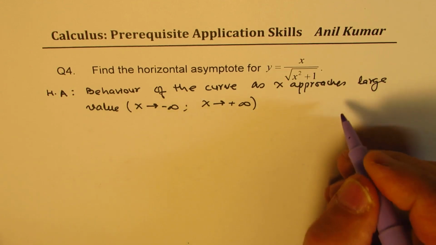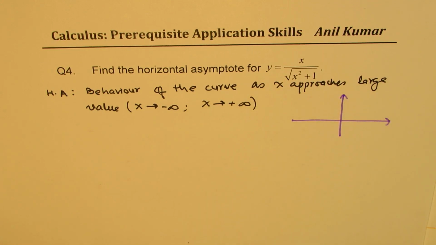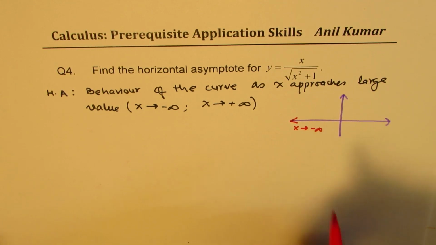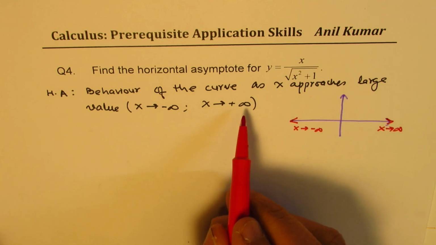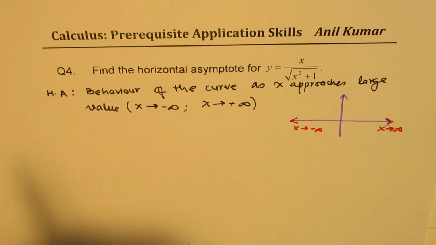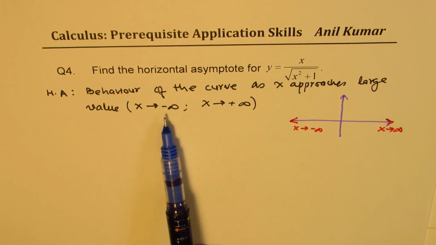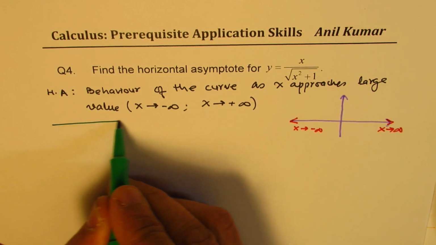So what I'm trying to say here is when we are trying to find the horizontal asymptotes, we are trying to find what happens when x approaches minus infinity and what happens when x approaches positive infinity. If it approaches a value, then the horizontal asymptote exists, right? So that is what we figure out, correct? So let's try to find what happens to this function when x approaches positive or negative infinity. So that's the key to our solution. So let's begin with our solution, keeping this in mind.